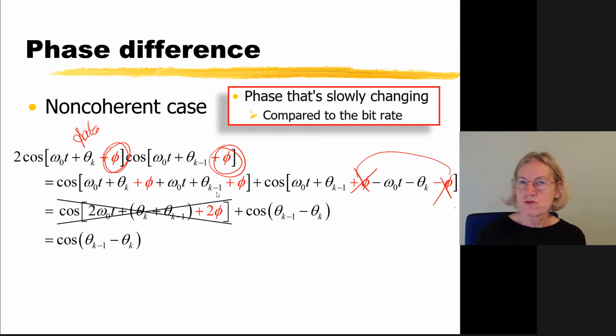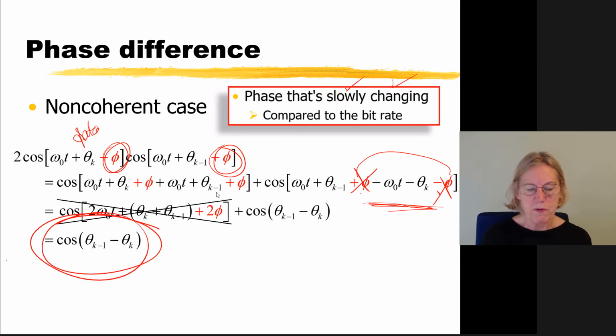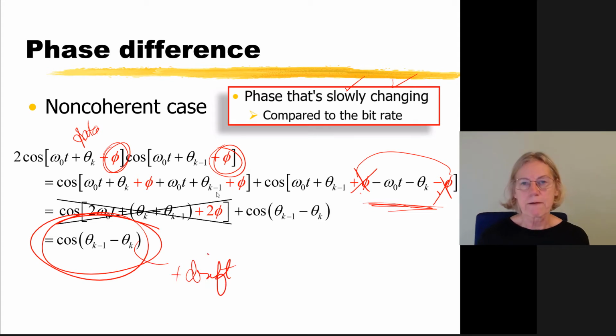Now if it's not drifting slowly, if it's drifting quickly, then this will remain, and that will mess up my detection. As long as it's slowly changing, these two things cancel out, and I really have something proportional to the difference. But if I had a fast changing phase, then I would also have some drift in here, and that would mess everything up.